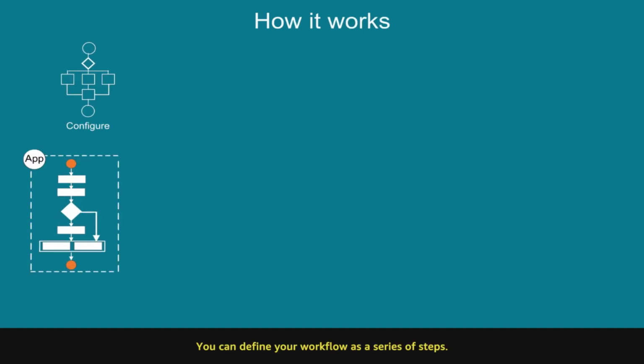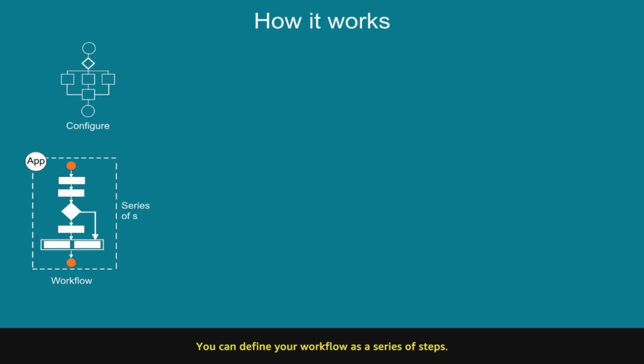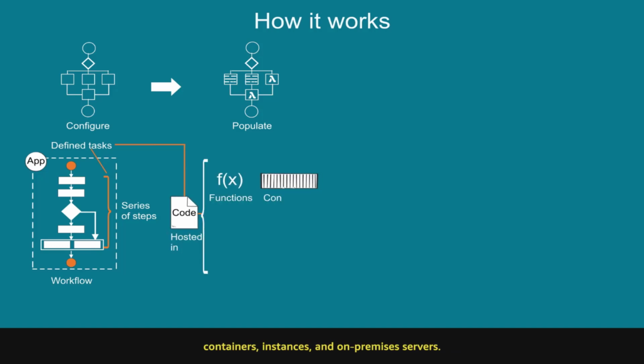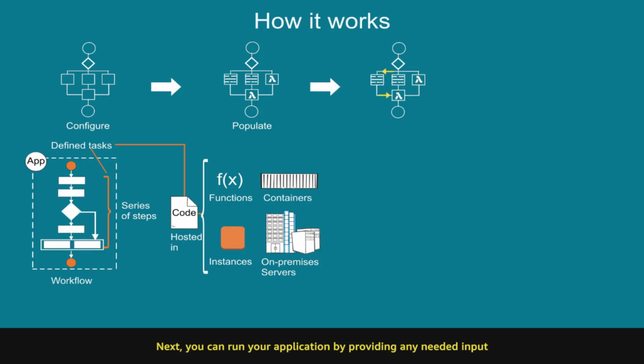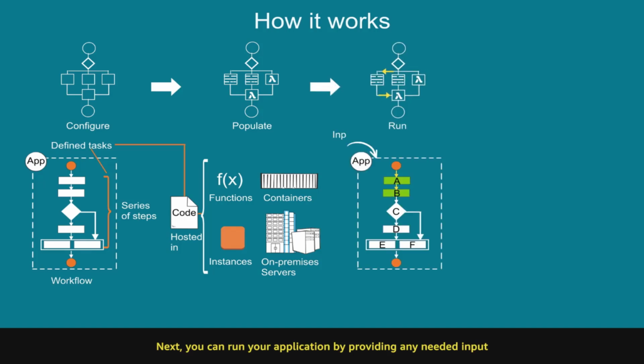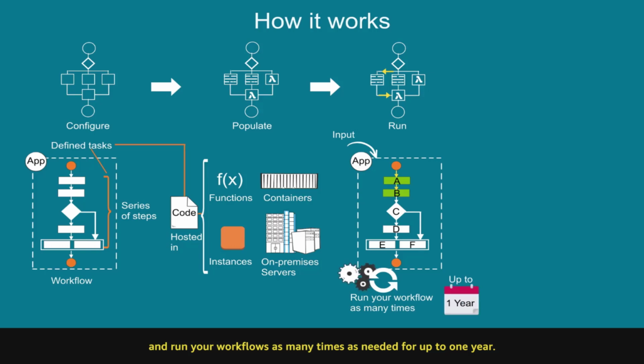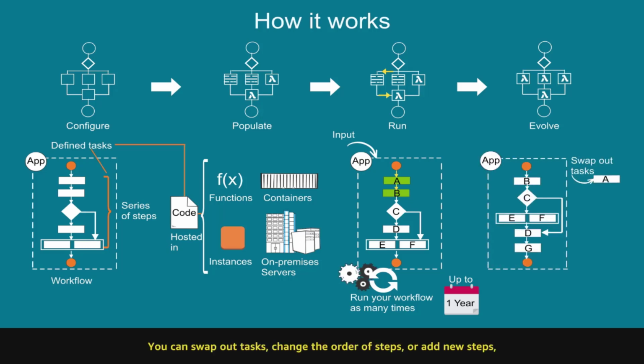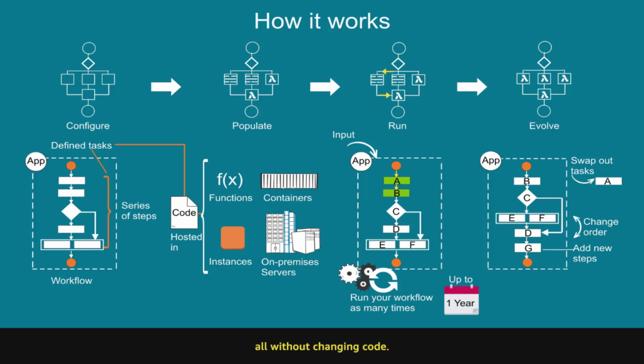This is how it works. First, configure. You can define your workflow as a series of steps. Then you can populate by connecting the defined tasks to the code hosted in functions, containers, instances, and on-premises servers. Next, you can run your application by providing any needed input and run your workflows as many times as needed for up to 1 year. You can also easily evolve your workflow. You can swap out tasks, change the order of steps, or add new steps, all without changing code.